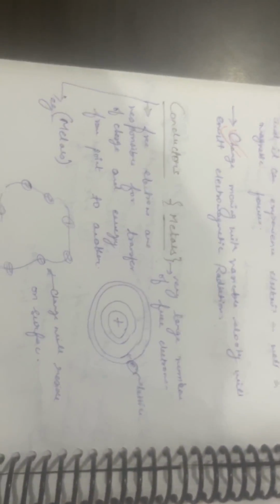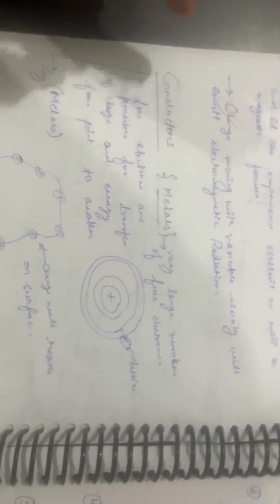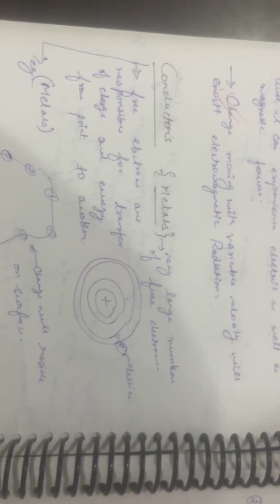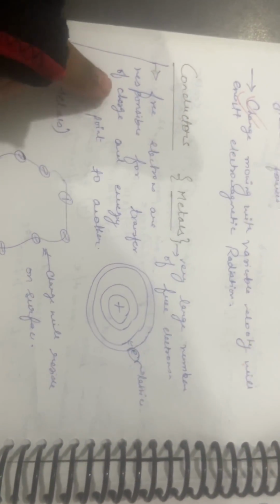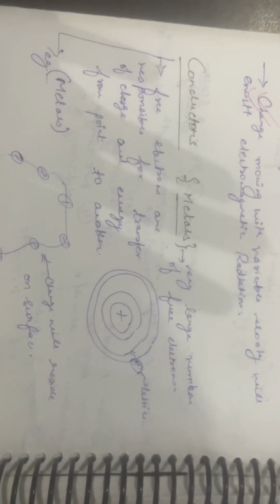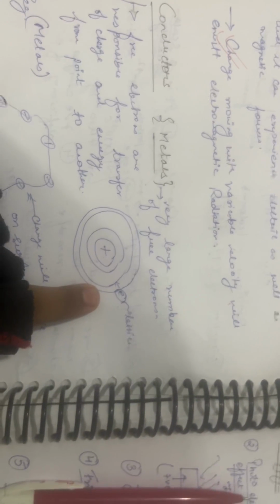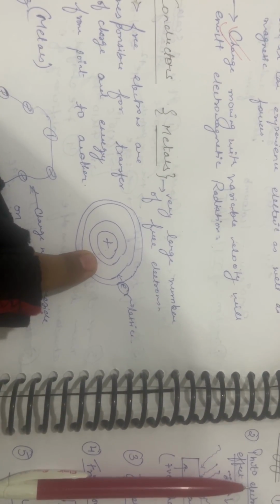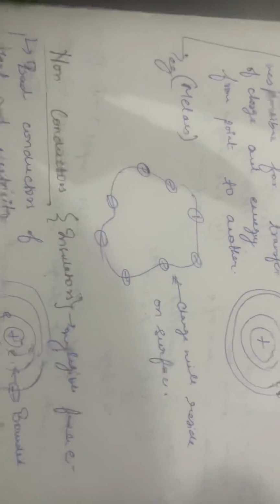Now conductors. Conductors are basically metals with a very large number of free electrons. Now what are free electrons? Free electrons are responsible for the transfer of charge and energy from one point to another. Basically in metals, the positive charge is in the center, in the lattice. Now in metals, charge will reside on the surface.